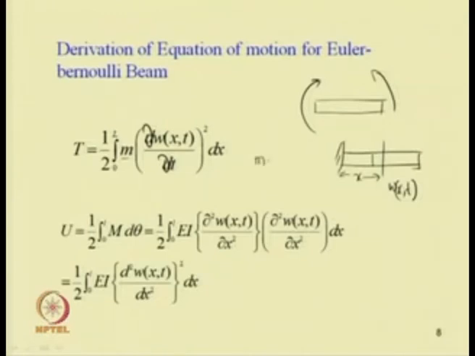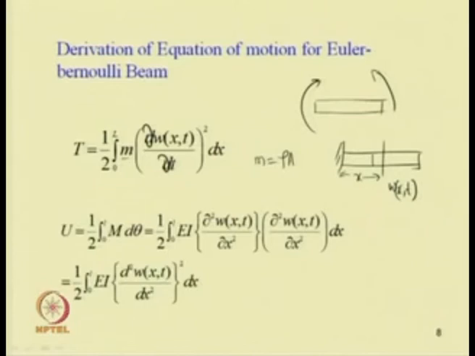The mass per unit length m can be equal to the density of the system into A. Density into A will give the mass per unit length. So, mass per unit length into dx is the mass of the element, and its velocity is del w by del t. So, the kinetic energy equals half integration 0 to L m del w by del t whole square dx, and one can find the potential energy similar to the previous case.